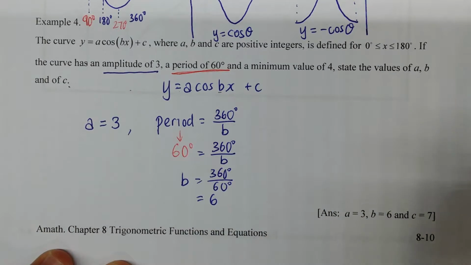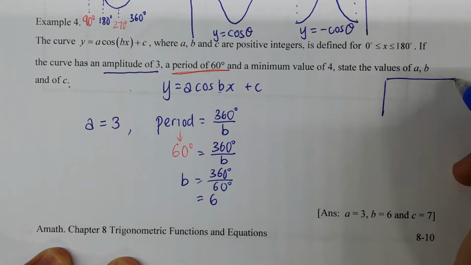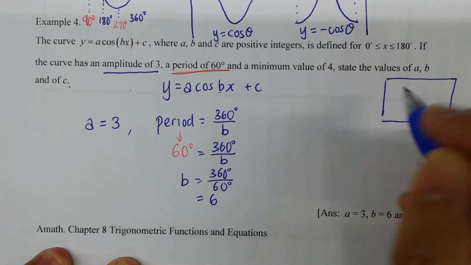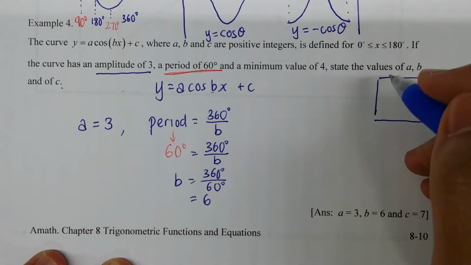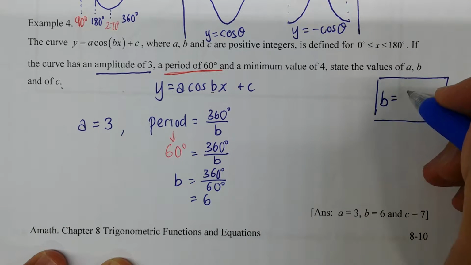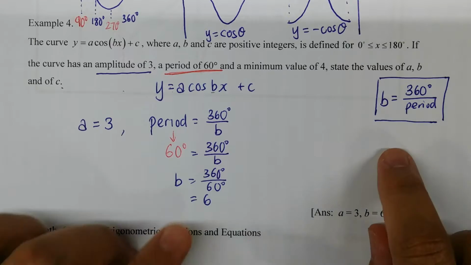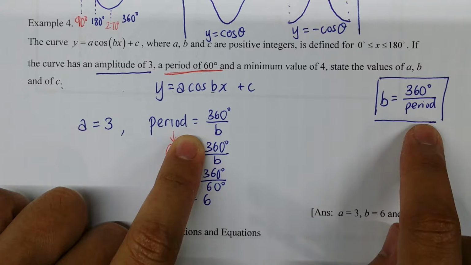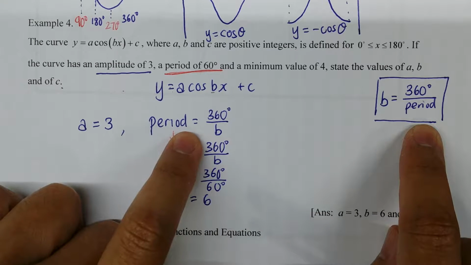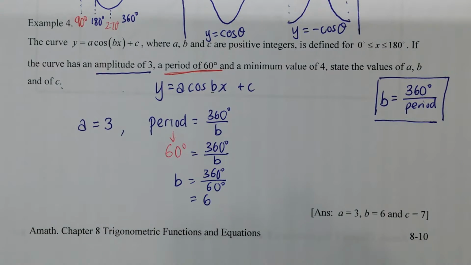Okay? So today we will also learn another formula. Because we learned period equals 360 divided by b. If the question asks you to find b, and they give you the period, you can also remember this formula, 360 divided by period. It means the same thing. These two formulas mean the same thing. I'm just swapping the position of period and b, which makes sense.